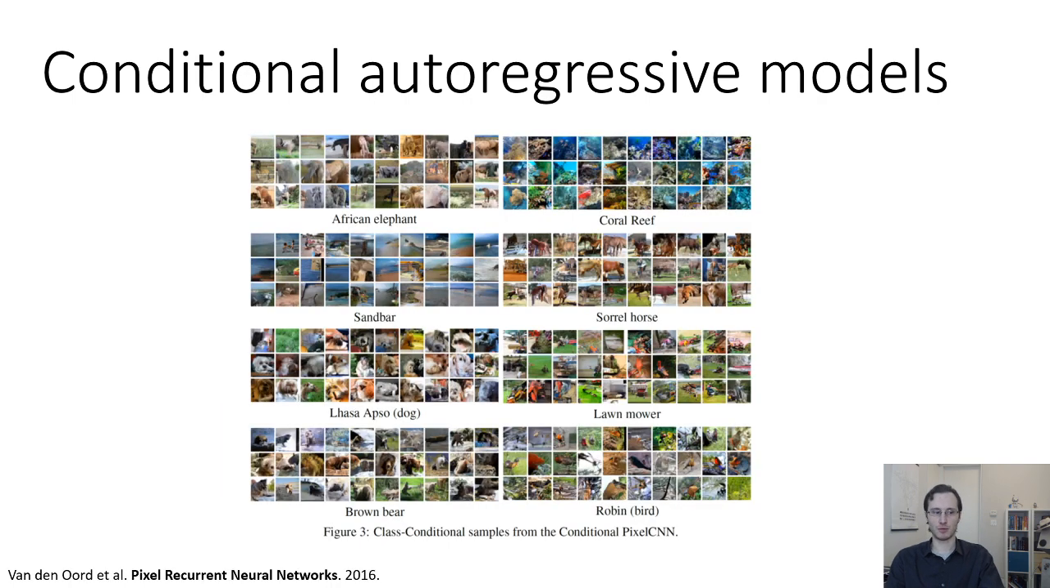So here are some example images for a conditional autoregressive model. In this case, this is a model that is conditioned on an object class. Classes here are things like African elephant, coral reef, lawnmower, etc. And you can see that for each object class, it generates pictures that are maybe a little bit more evocative of that class. These images also look substantially better than the purely unconditioned pixel RNN examples that I had a couple slides ago.